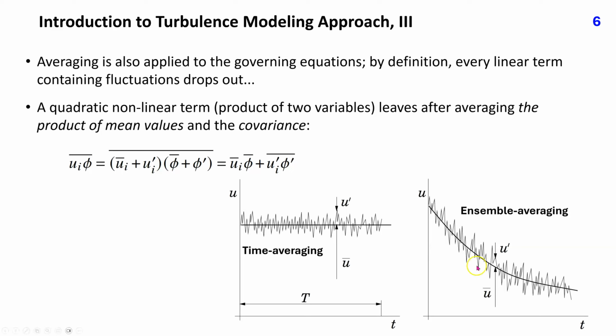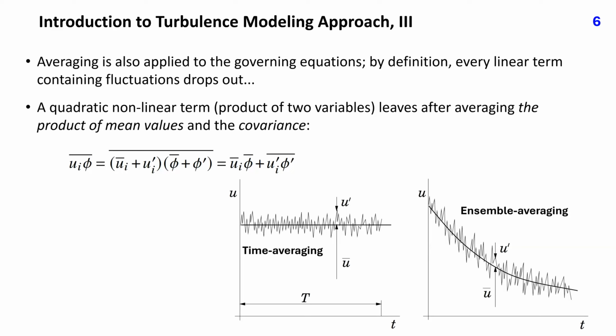This plot shows schematically the variation of u over time at a fixed point in space in one realization of the flow, for example, during the intake stroke in an internal combustion engine. The ensemble average mean value and the fluctuation around it are also indicated. By definition, the ensemble average of the fluctuation is zero.